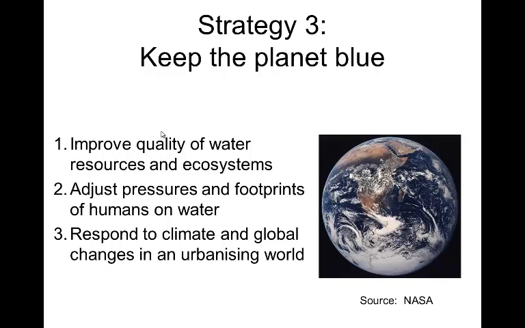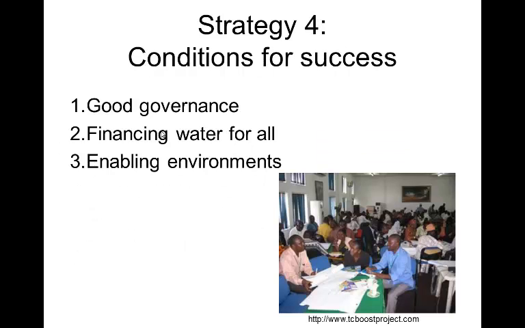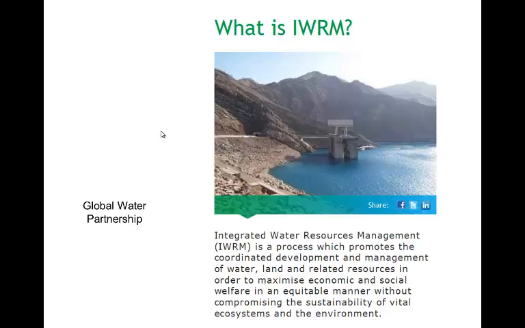So strategy 3 was keeping the planet blue, quality of water and ecosystems, reducing pressure, dealing with climate change and urbanization. And then strategy 4 is putting into place the conditions for success: good governance, which is missing all over, financing, and capacity building through enabling environments. So integrated water resources management is really a paradigm, a way of looking at water resources management that would bring into harmony all these different processes that we've been talking about during this course.